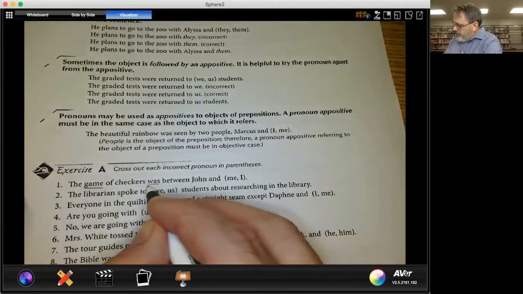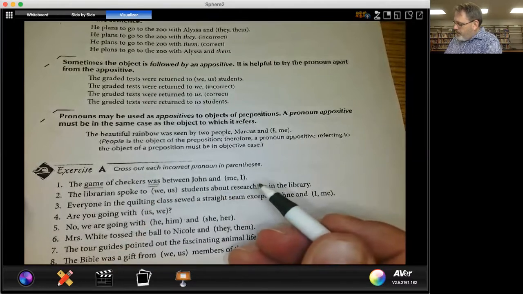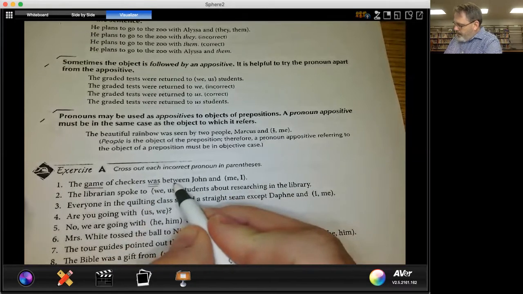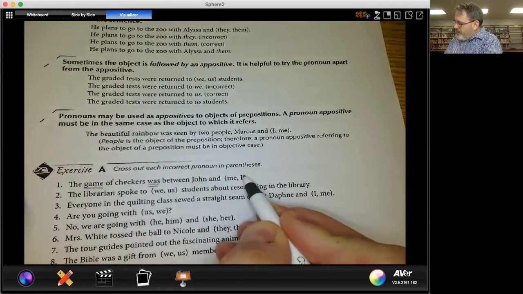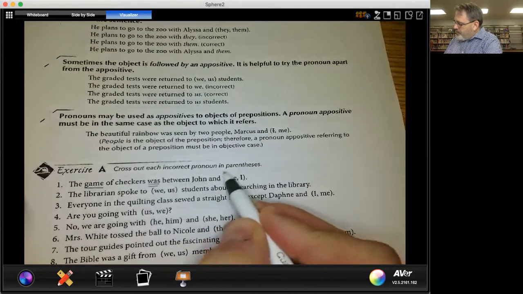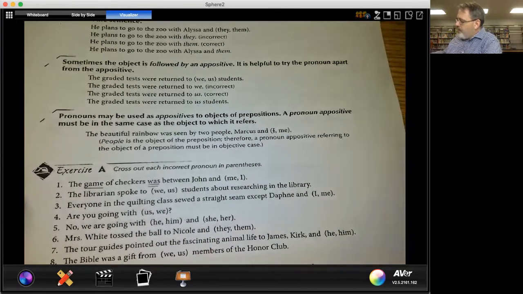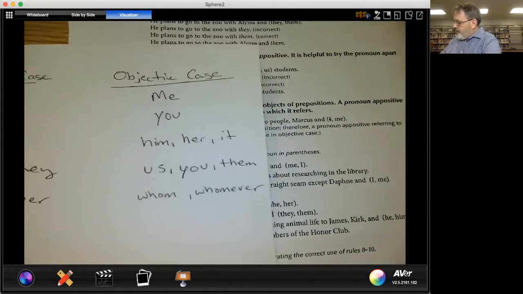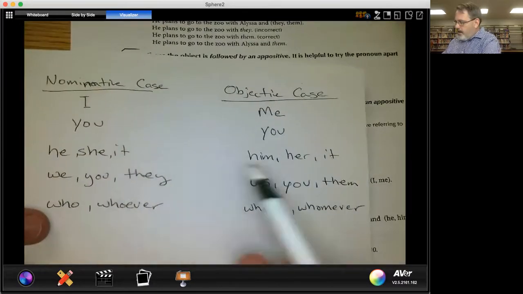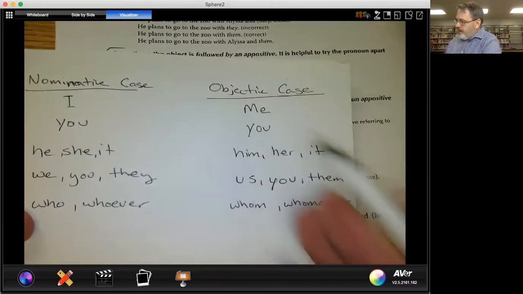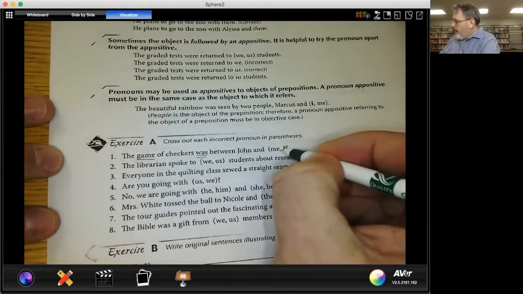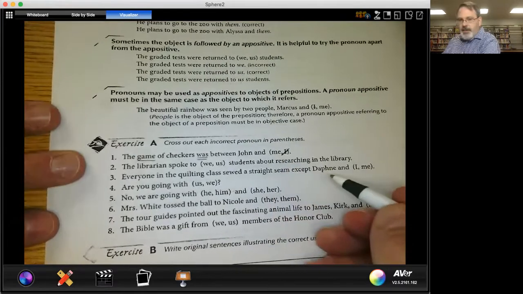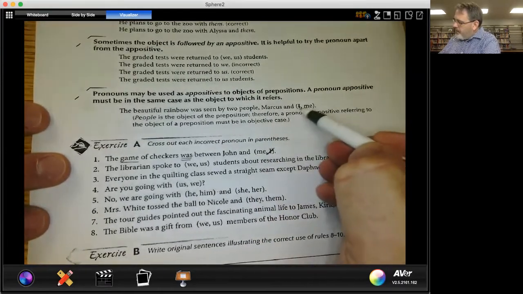Was is the verb. Between is the prepositional phrase. John is an object, and this will be an object. So since it's an object of a preposition, we need to use an objective case pronoun. We're choosing between me or I. I is nominative case, me is objective case, so we cross out I and we use me. Incidentally, it's exactly that one right there.